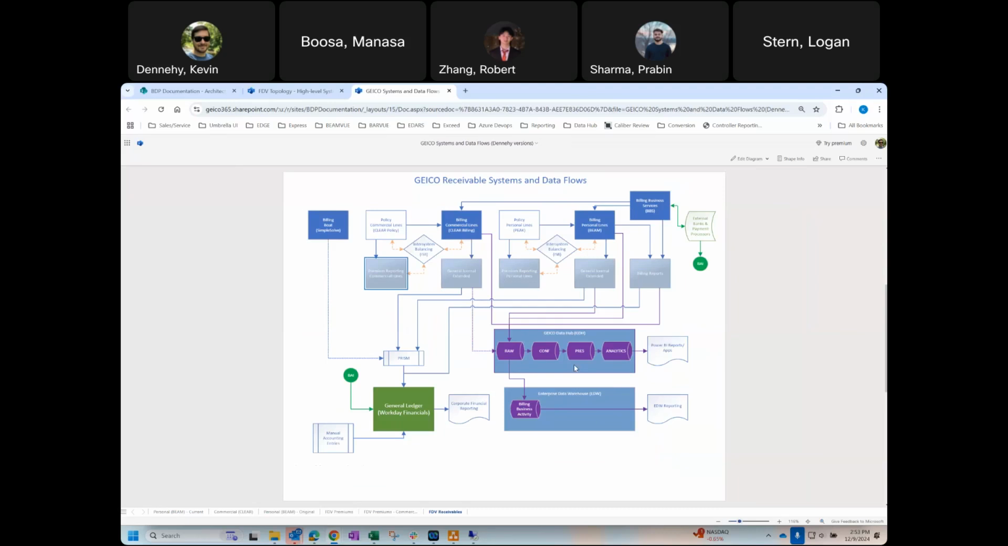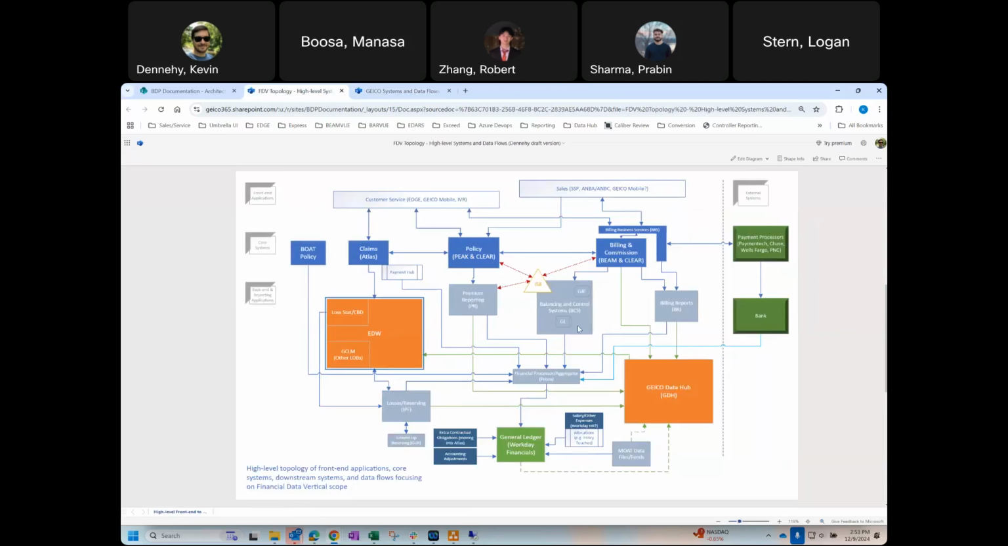Robert, Praveen, any questions or thoughts about what I've shared so far? Do the relationships between systems make sense, and the general idea of data flowing downstream and into our warehouses? I think it's straightforward, and I will look into it one more time just to be clear. Okay. Thank you.